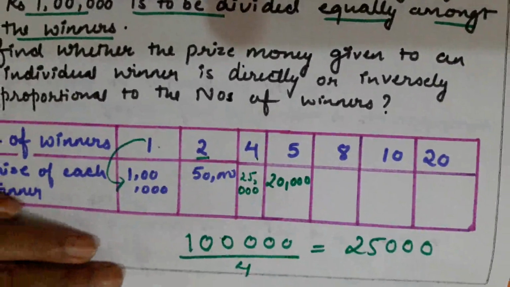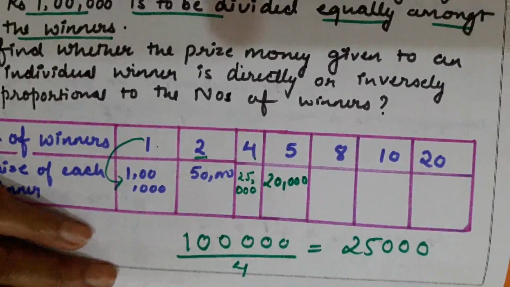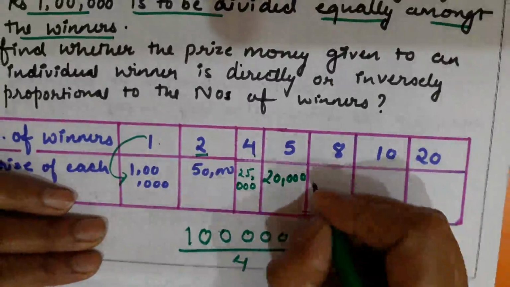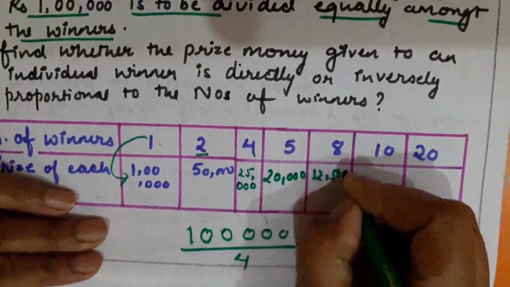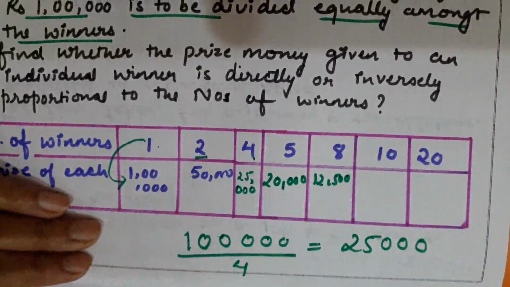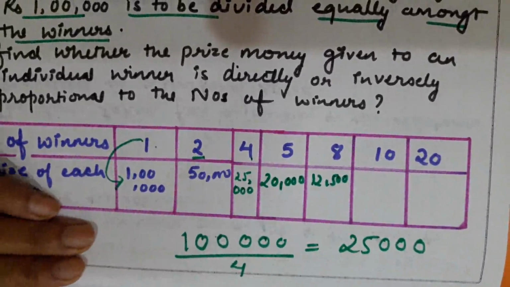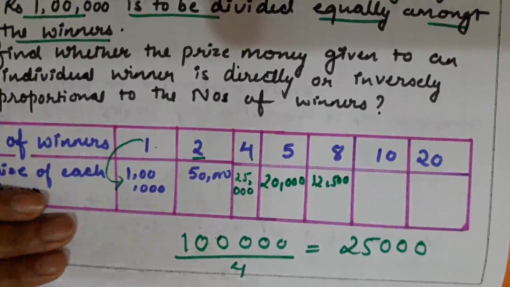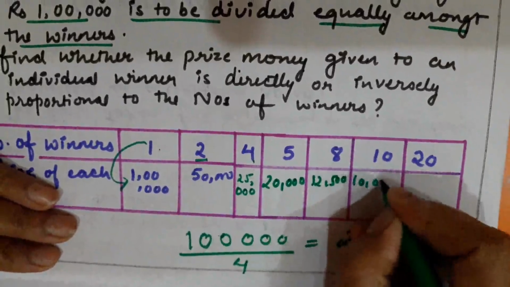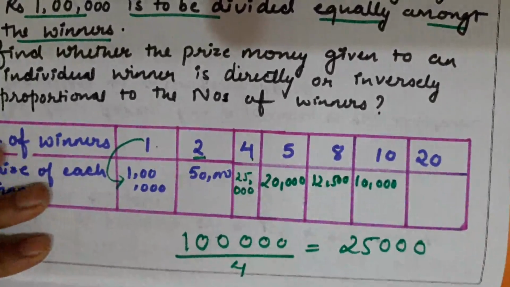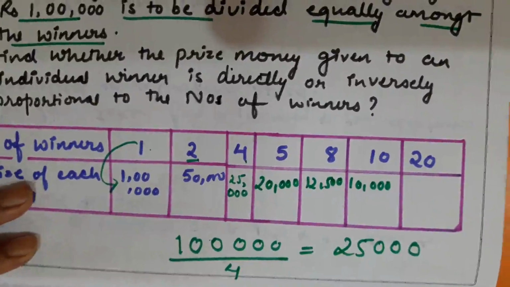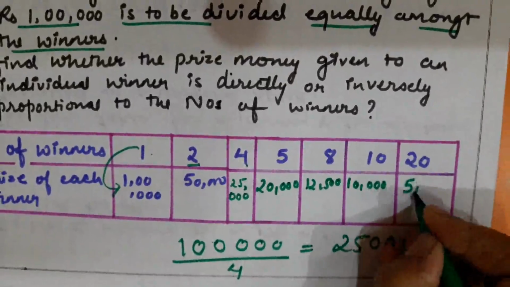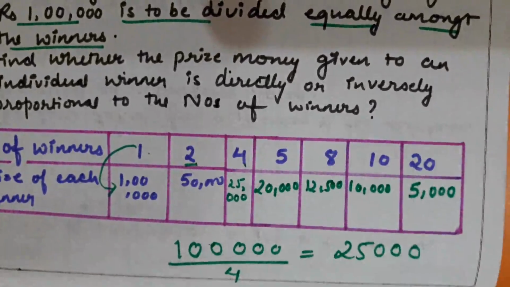And if 8 winners are there, then 12,500 money is given to each winner. How am I calculating? 1 lakh divided by 8. Then if 10 winners are there, 10,000 each winner will get. Then if 20 winners are there, then 5,000 each winner will get.